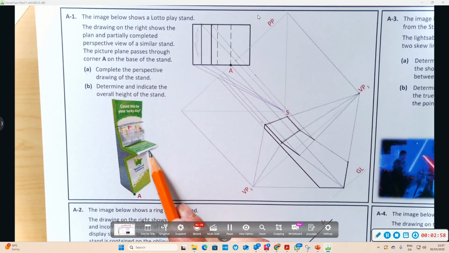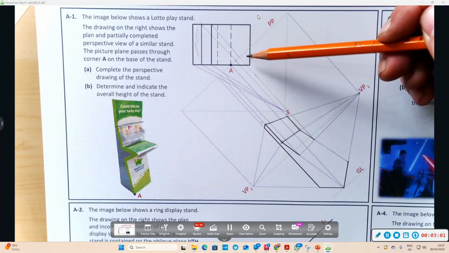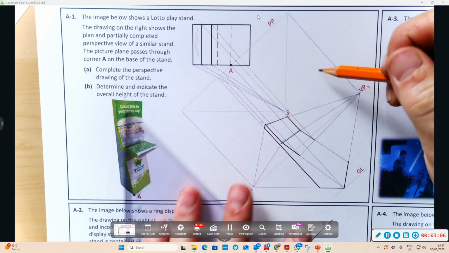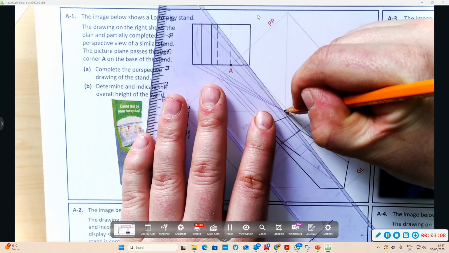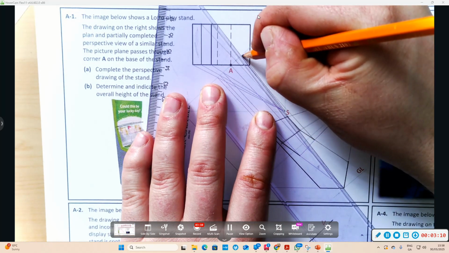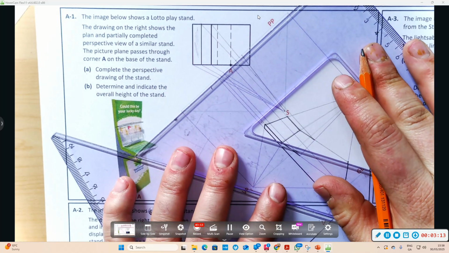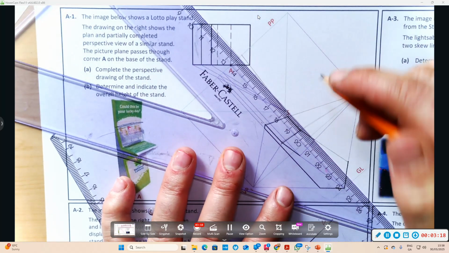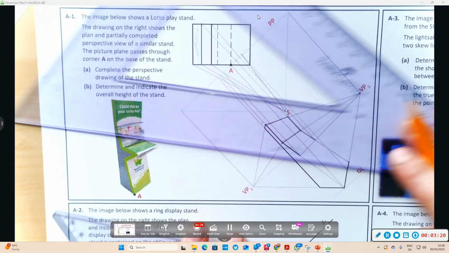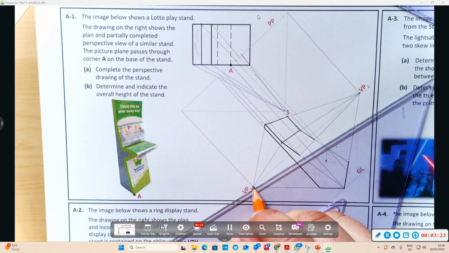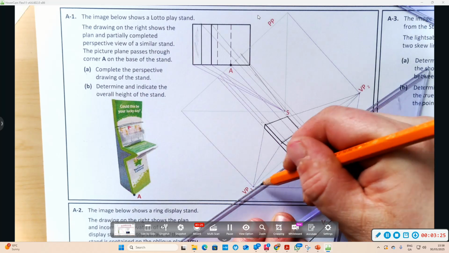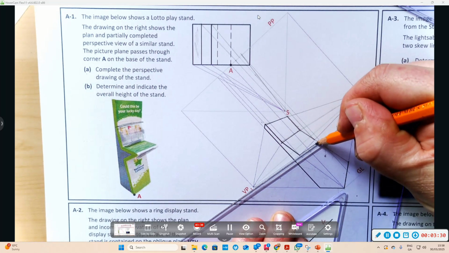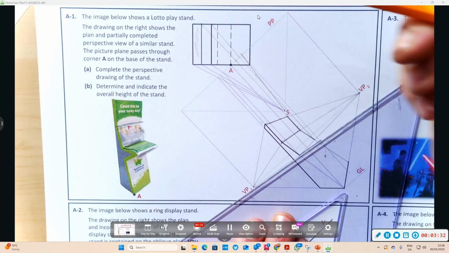Now we want to get the front of the stand, right? This is the front of the stand in plan view, the one that passes through the picture plane. So I'm going to take my set square, go from S through the corner, and extend this time towards the picture plane. Now, I'm going to bring that down perpendicular. And I'm going to go from vanishing point 1 through this point here to touch that line that I brought down. Now, there's the left hand side of the stand.